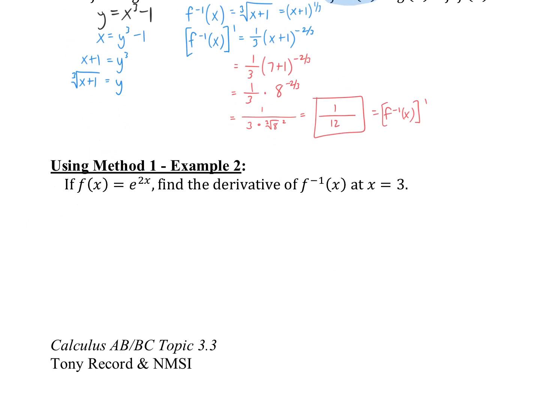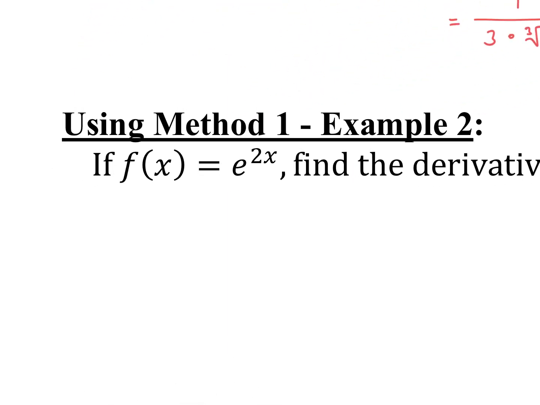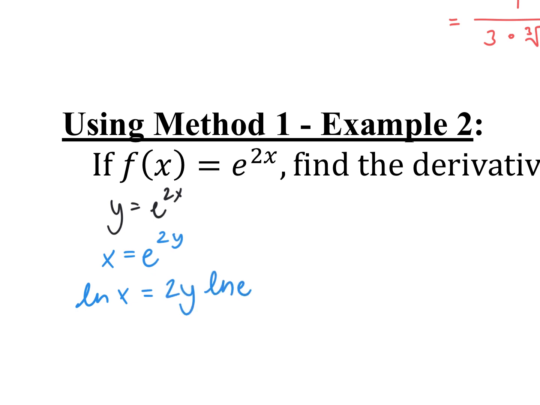All right, let's look at this next example. Find the derivative of the inverse function of f(x) at x equals 3. So I've got here that y equals e to the 2x. So if I wanted to find the inverse, that means I switch my x and my y. But now I need to solve for y. How am I going to solve for y? Natural log, right? So I'm going to take the natural log of x is equal to 2y times the natural log of e. And the natural log of e equals 1. And to get y by itself, I'm going to divide by 2.